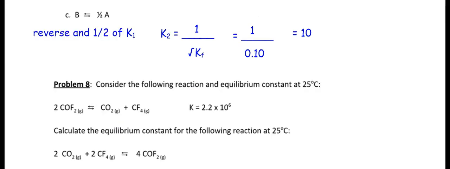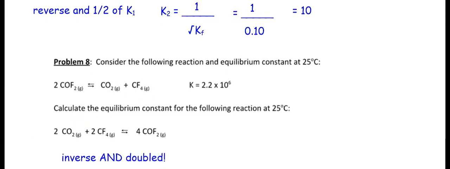Let's see what problem number 8 says. All right, consider the following reaction and the equilibrium constant, 25. So here's the reaction, and here's your K. Calculate this for the following reaction at the same temperature. Well, how are these two different? You flip-flopped these, didn't you? So here's my reactant, now it's my product. Here's my product, now it's my reactants. What else changed? The coefficients. So you both reversed it and you doubled it. So how is this going to work? Why don't you pause this and see what you get?